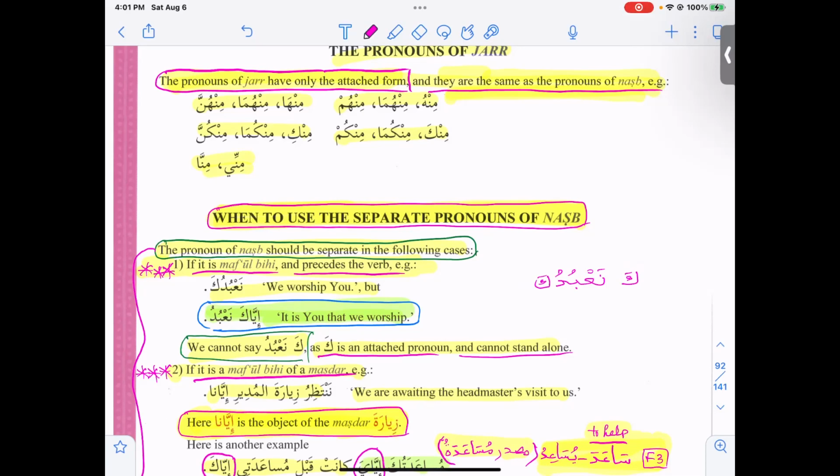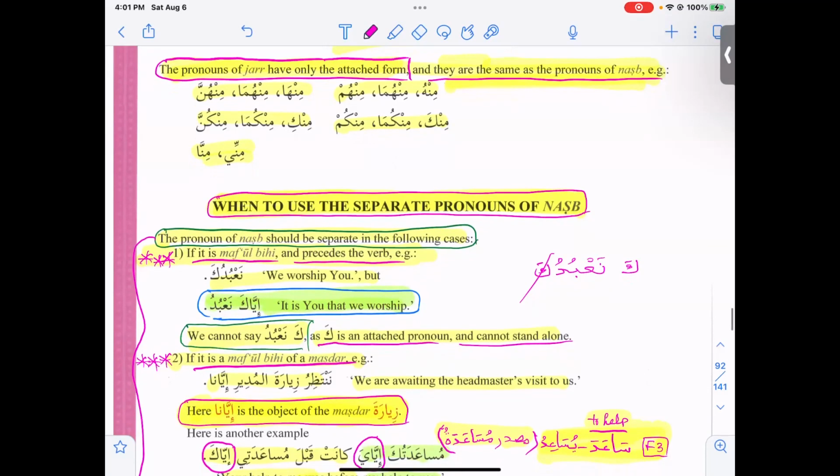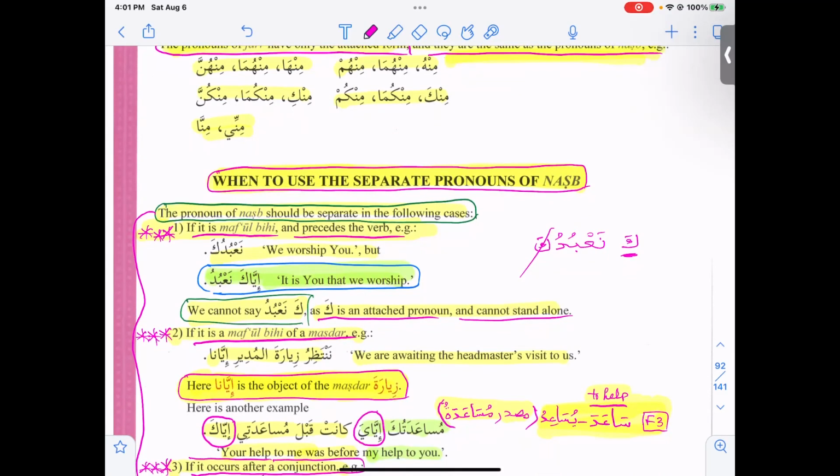Ka is cancelled. Nabuduka. So I want to bring it in front. No, it cannot, because this is always an attached pronoun. So then I have to take a support. What is my support? Iya. This attached pronoun cannot come alone by itself, so it needs the support of iya. So iya ka. That is what is happening.